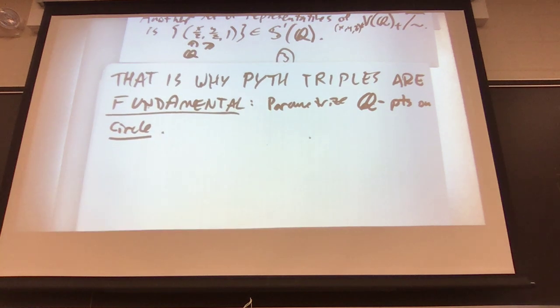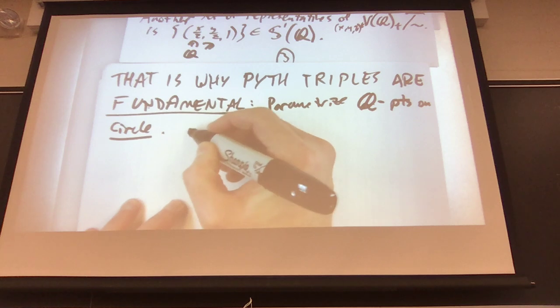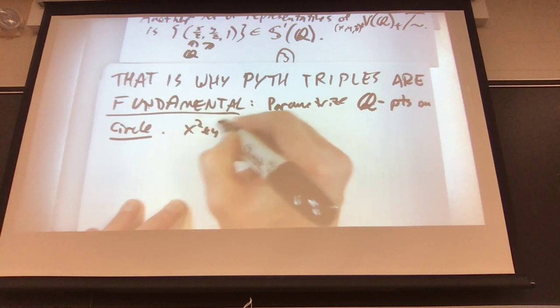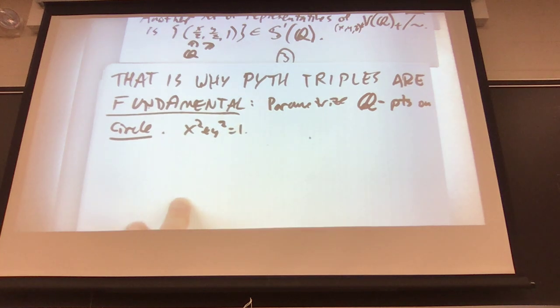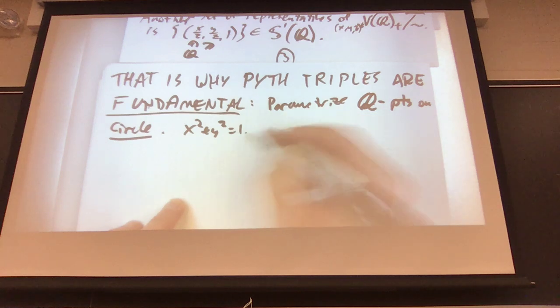Of course they do. Think about the circle. What's the equation of the circle? Unit circle. Yeah, x squared plus y squared equals 1. Okay, if x squared plus y squared equals 1, what are the rational points?